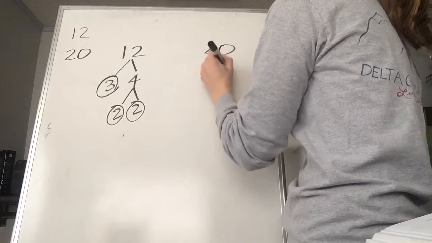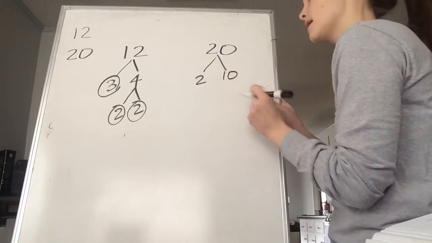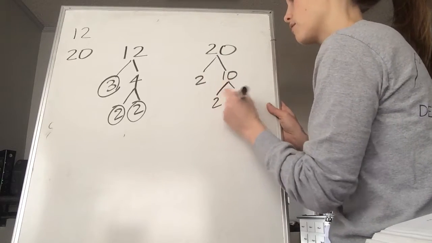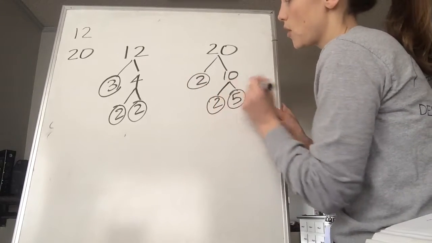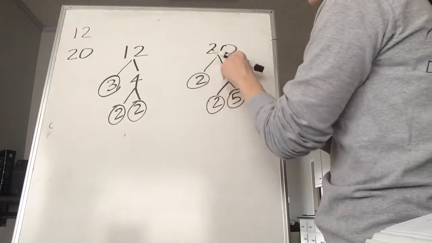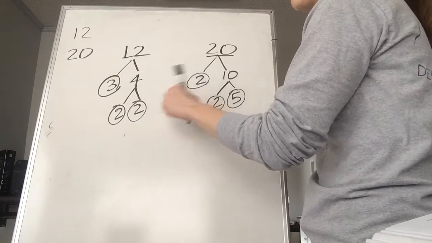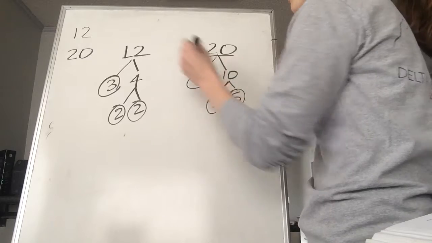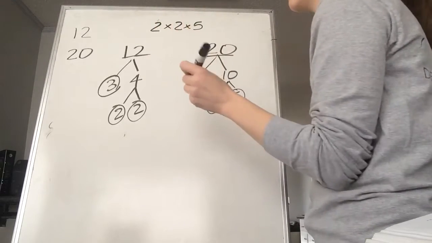Okay, 20. So let's do 2 and 10. Then 2 is a prime number, 10 is not. And 2 and 5 will get us 10. So then these are 3 prime numbers. I like to write out mine for the larger number first. That way, more likely you'll have some duplicates automatically from the smaller one when you do the larger one first. So 2 times 2 times 5 gets me 20.